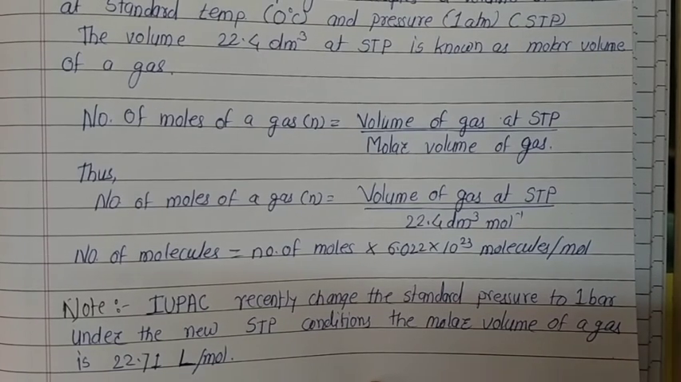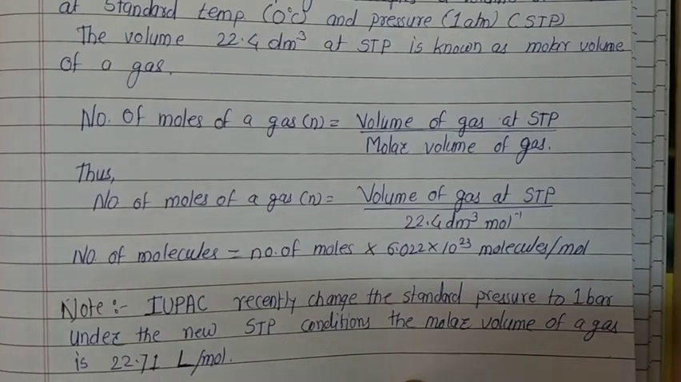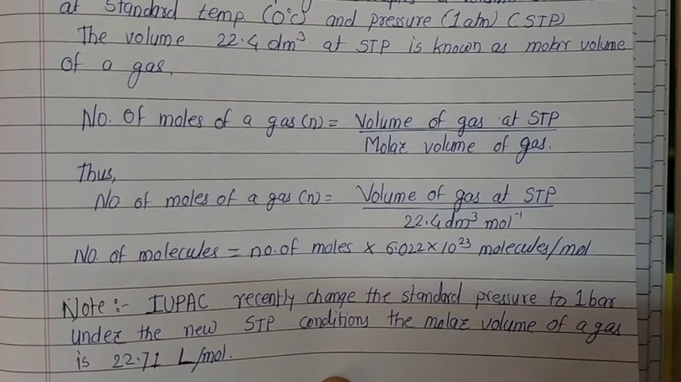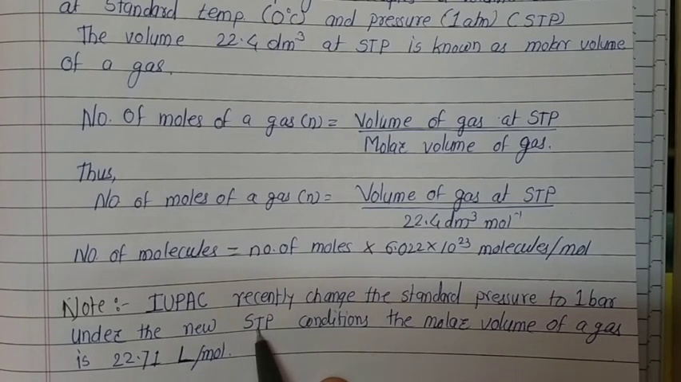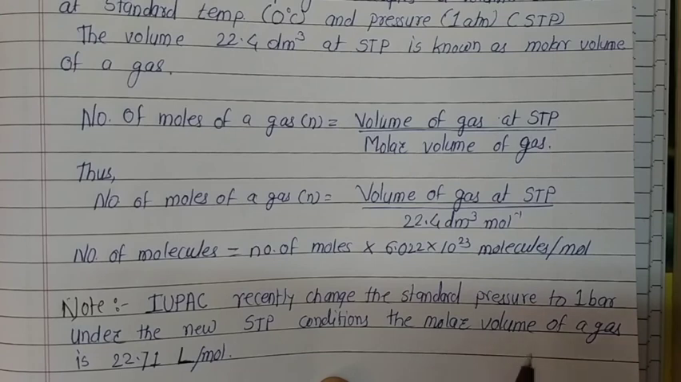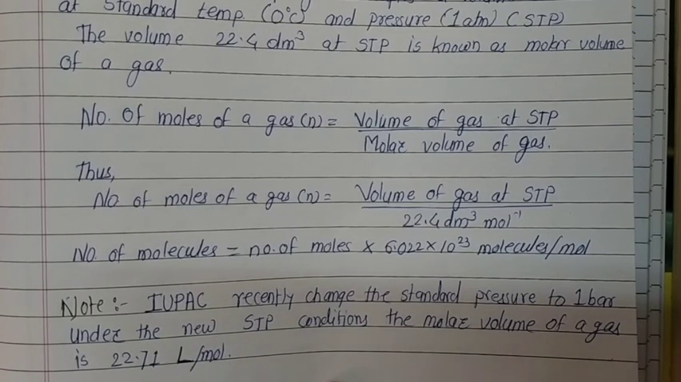Here one thing to note is that IUPAC has recently changed the standard pressure from 1 atm to 1 bar. Under the new standard temperature and pressure conditions, the molar volume of a gas is 22.71 liter per mole, or 22.71 L mol^-1.